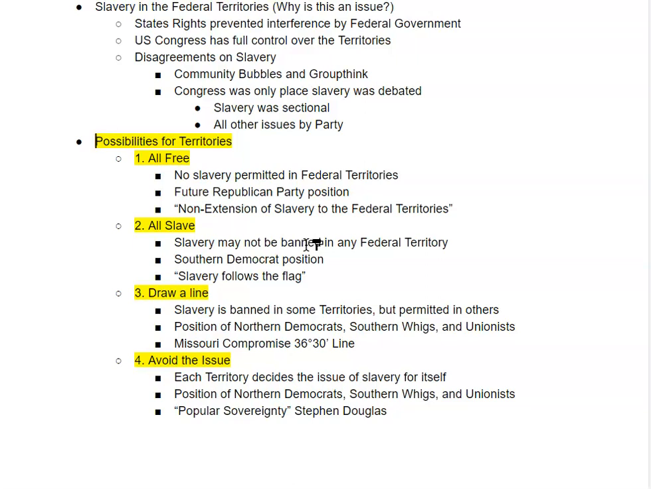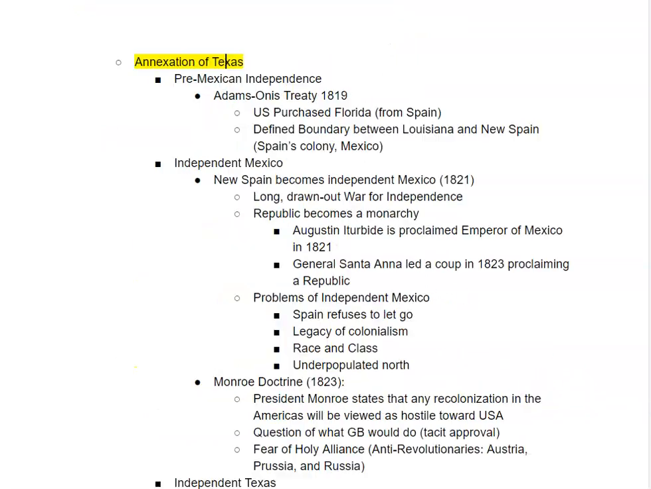The possibilities, what could Congress have decided? To ban slavery and all the territories be free, to guarantee slavery and all territories be guaranteed for slavery, to draw a line to separate some from others, or to somehow avoid the issue or use popular sovereignty, meaning let the states themselves decide.